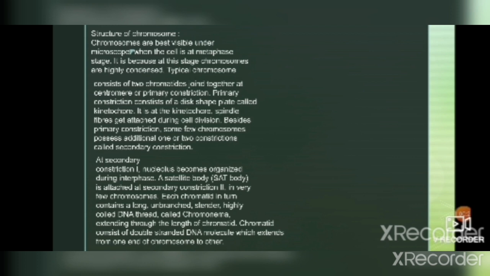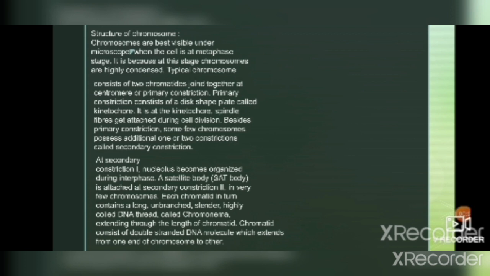The primary constriction consists of a disc-shaped plate called the kinetochore. It is at the kinetochore that spindle fibers get attached during cell division.